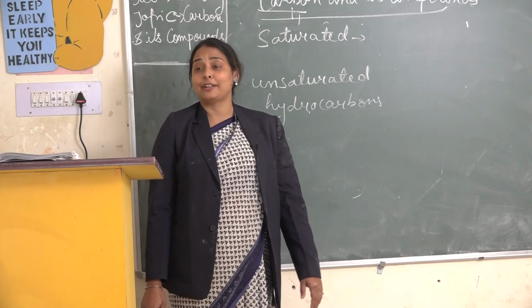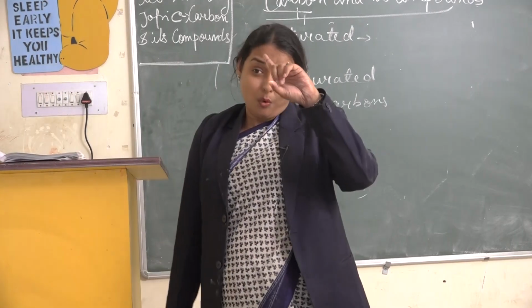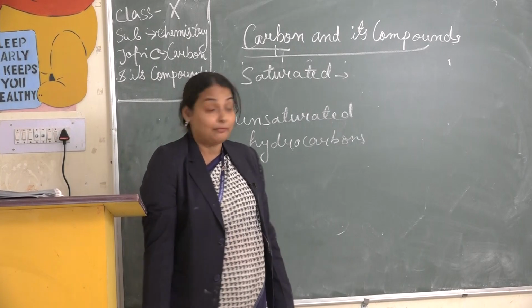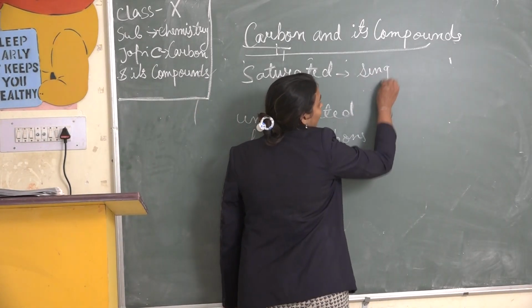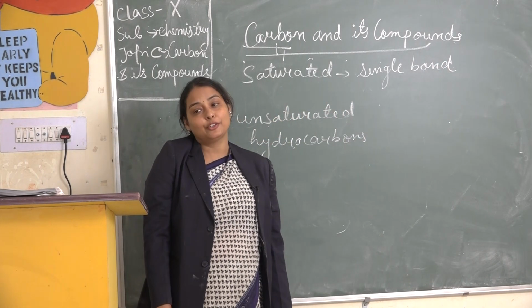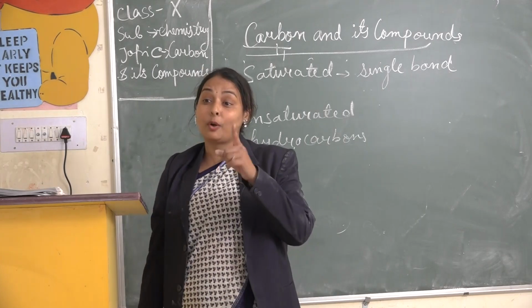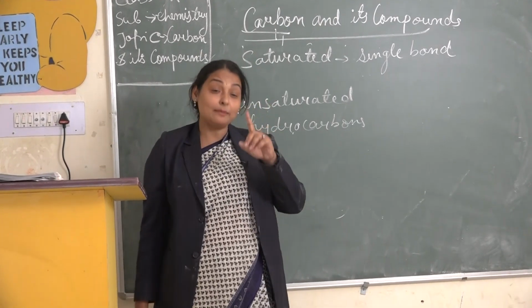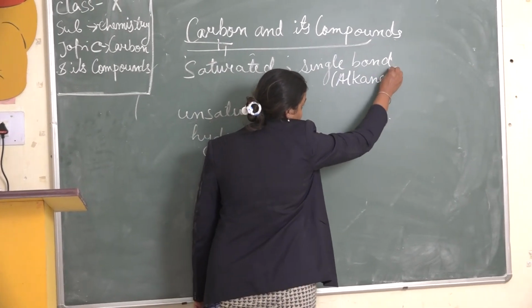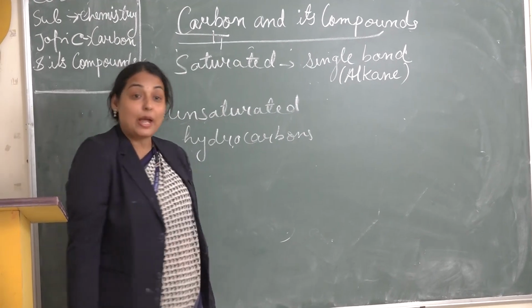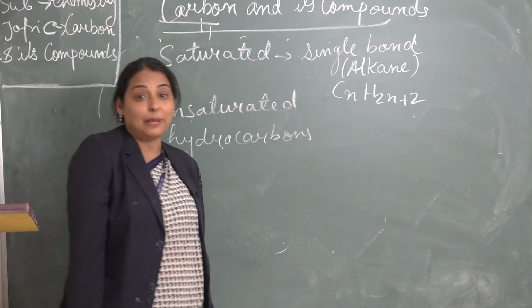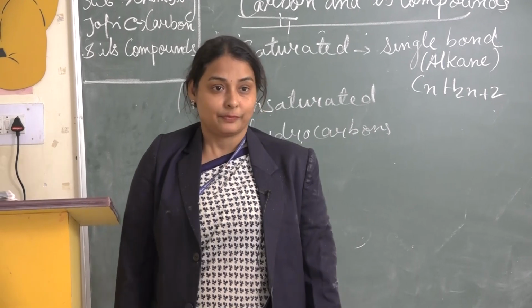Simple thing, saturated hydrocarbons are those where we have only a single bond, where only one bonding formation is there, and that we call alkane. So the general formula of alkane is CnH2n+2, right?